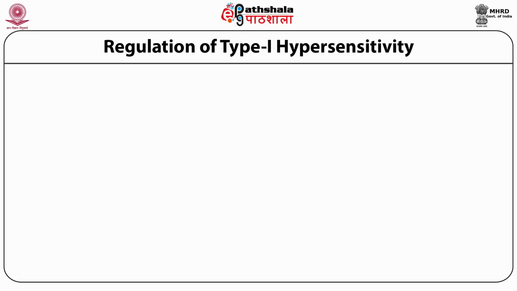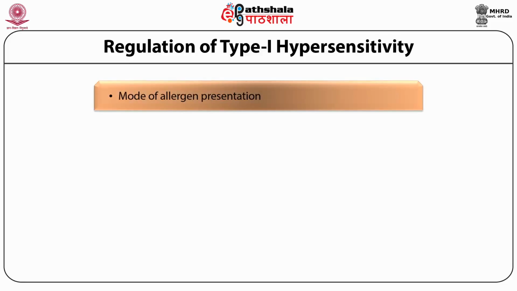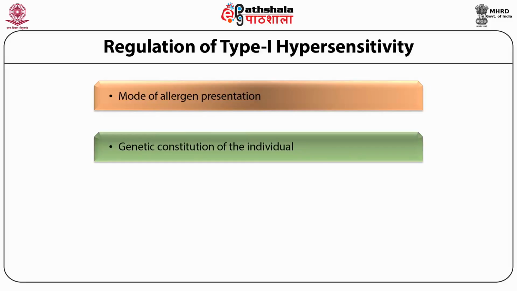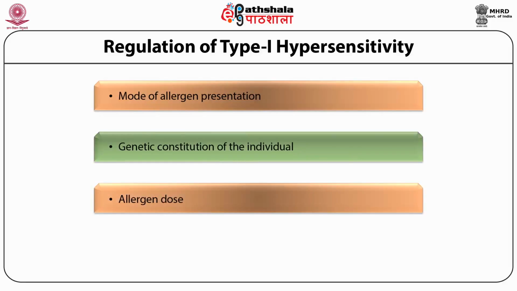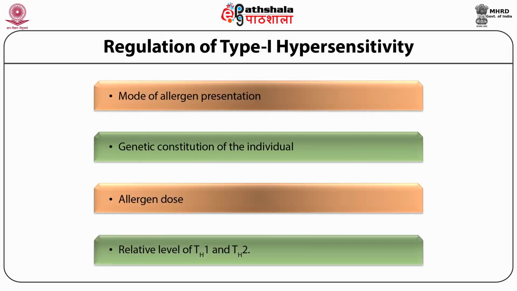The allergenicity of an allergen, or in turn the level of IgE response by an allergen, depends upon various factors such as the dose of allergen, the genetic constitution of the individual, the mode of allergen presentation, and the relative levels of T helper 1 and T helper 2 cell subtypes.